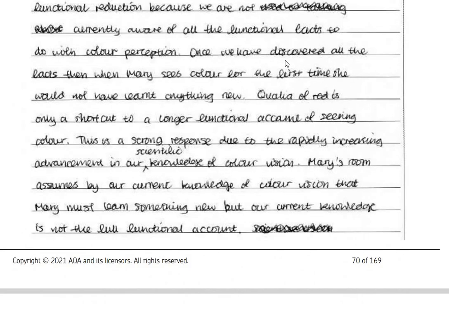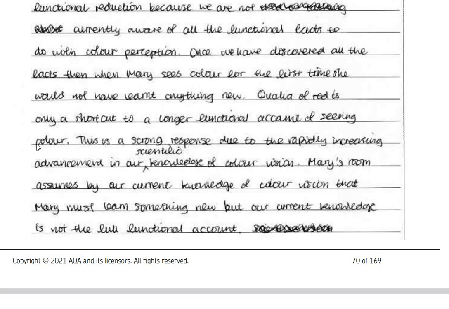However, functionalists can easily respond to this. Qualia only seem to have an intrinsic property which cannot be accounted for in functional reduction because we are not currently aware of all the functional facts to do with colour perception. Once we have discovered all the... I don't know what that word says. Then Mary sees colour for the first time. She would not have learnt anything new. Qualia of red is only a shortcut to a larger functional account of seeing colour.